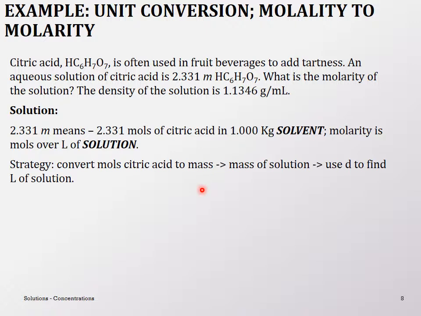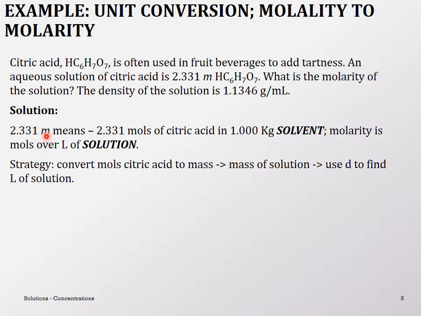Here's another one for unit conversion, going from molality to molarity. Citric acid is often used in fruit beverages to add tartness. An aqueous solution of citric acid is 2.331 molal, not molar, molal, citric acid. What is the molarity of the solution? The density of the solution is given to you. So let's get started.